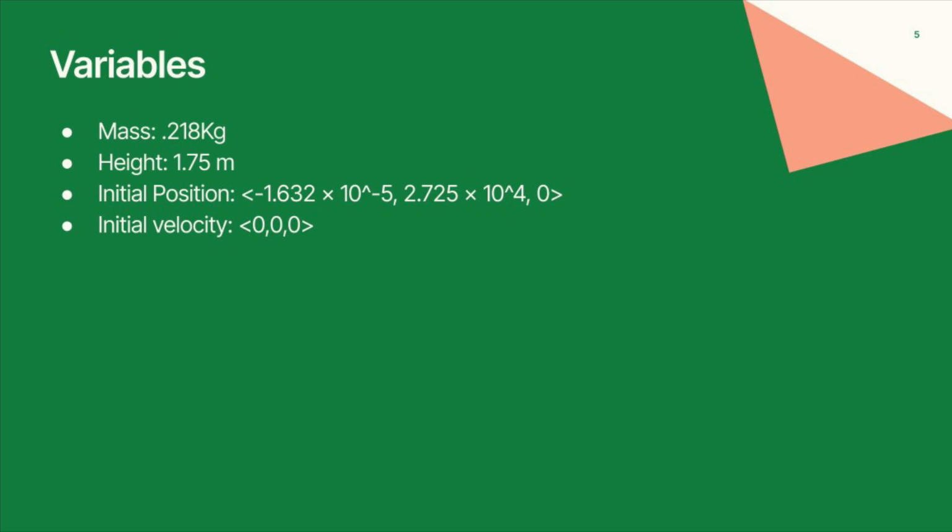The variables that we will be using in the computational model that will stay constant the entire time are the mass, which is 0.218 kilograms, the height, which is 1.75 meters, the initial position, which is negative 1.632 times 10 to the negative fifth in the x direction, and 2.725 times 10 to the fourth in the y direction, and the initial velocity being 0.